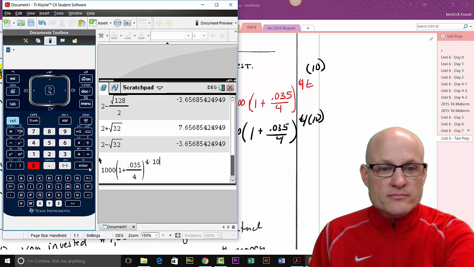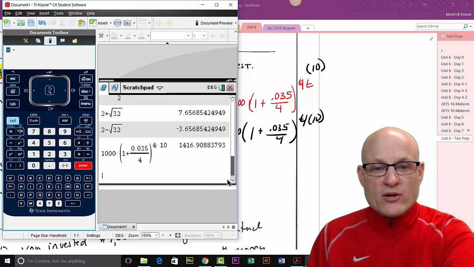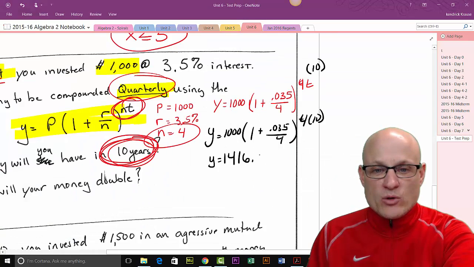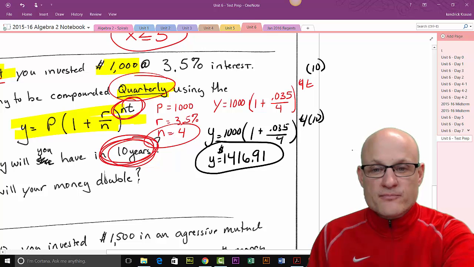And we're going to have $1,416. So y equals $1,416.91. It's money, round to money. You shouldn't ask me where I'm going to round to. It's money, round to money. There it is. Now, the second half of this problem is a little bit trickier.